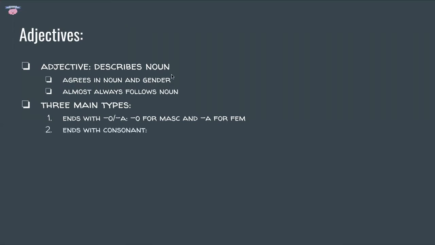If an adjective ends with a consonant, there's two types. One is when you add an a for the feminine. So trabajador, which means hardworking, and then trabajadora, which is for the feminine.